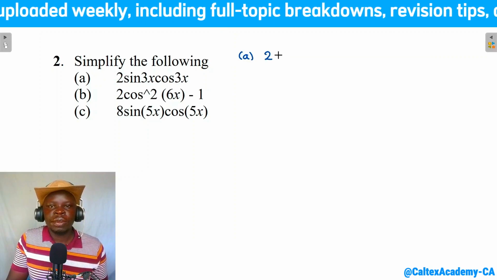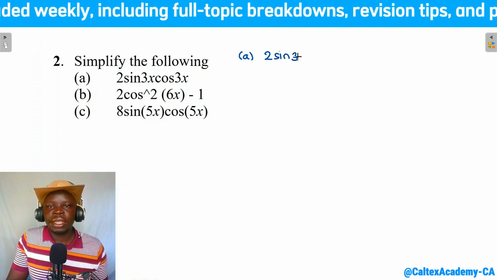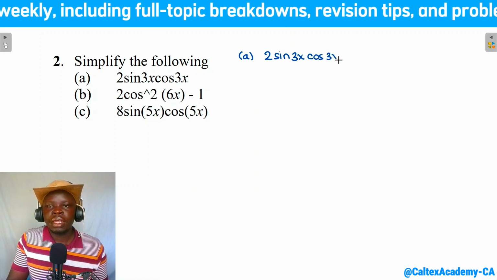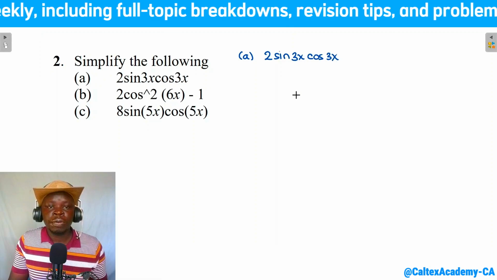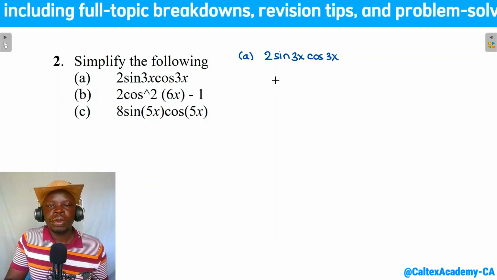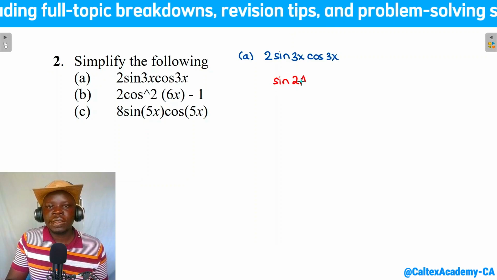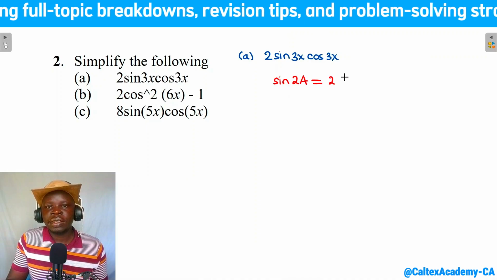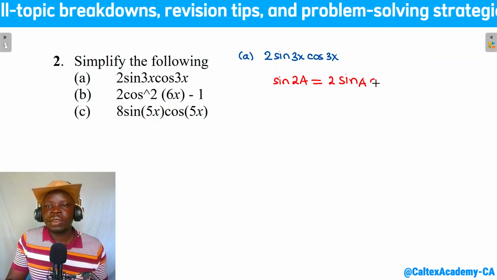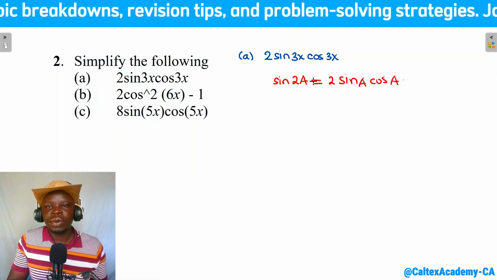This says you need to simplify twice sine of the given angle is 3x times cos of 3x. So using the approach of double angle, we already know that for a double angle, when you're given sine of any angle, and let's make here twice A, this is the same as twice sine of a single angle here, that is A, times cos of the same angle A.